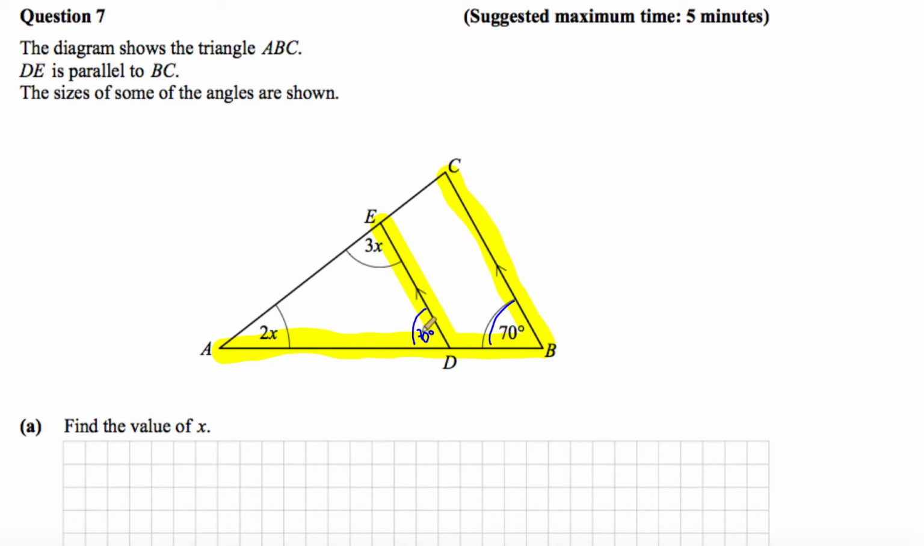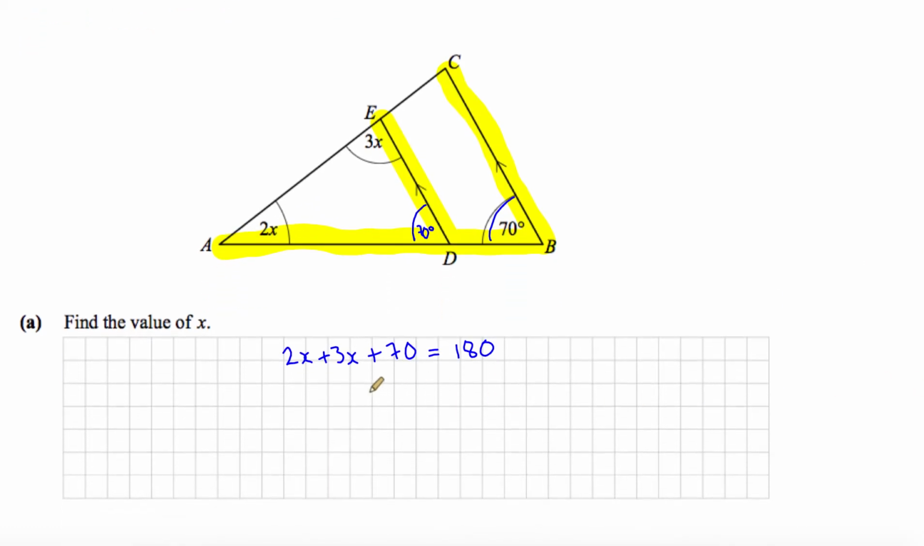And then I now have values for the three angles in this small triangle. And I know the angles in a triangle add up to 180. So I can say that 2x plus 3x plus the 70 degree angle will add up to 180. So I've formed an equation and now I'm just going to solve this equation.